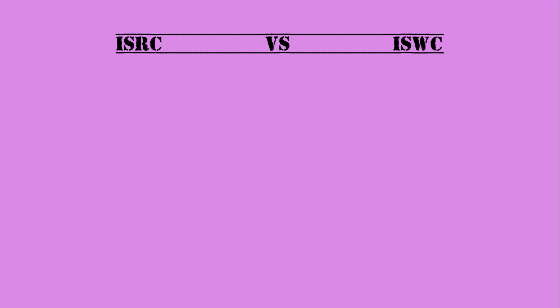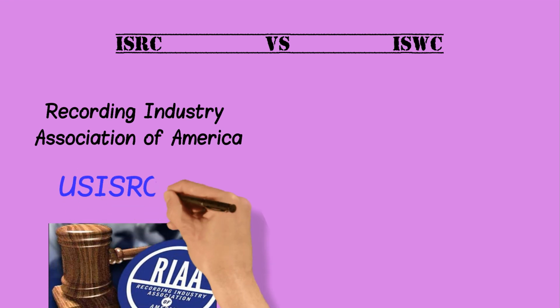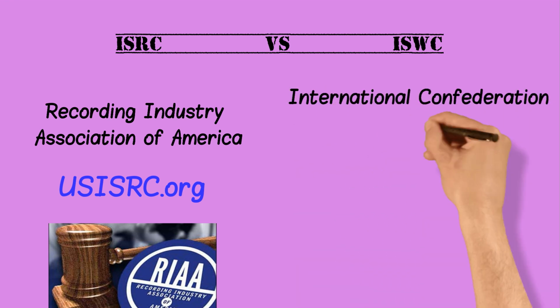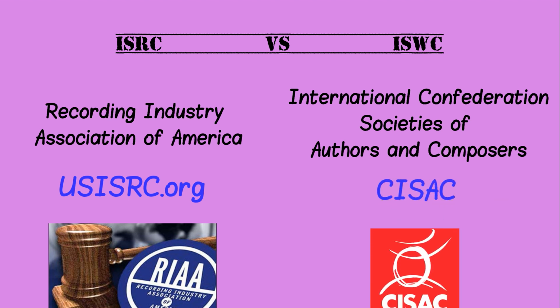An ISRC in the US can be obtained at the Recording Industry Association of America on their website, usisrc.org. ISWCs, on the other hand, can be obtained at the International Confederation of Societies of Authors and Composers, CISAC.